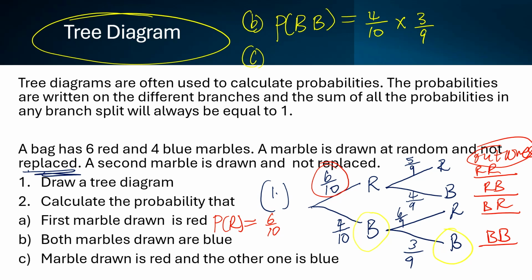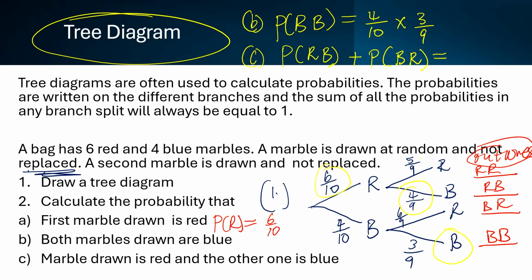Okay, so they didn't tell you in which order, just red and blue. So it can be the probability of red and blue, starting with red then blue, or we add the probability of starting with blue then what? Then red. Okay, so let's go and calculate that.